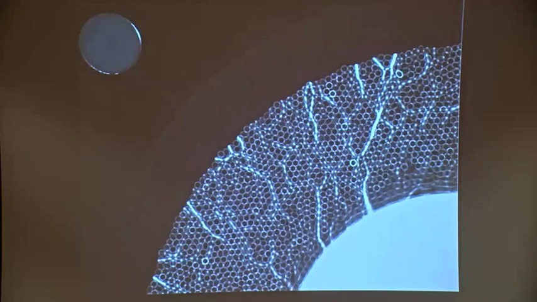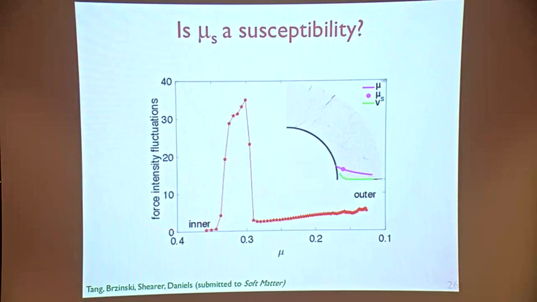And here's what happens. The inner wall is where there's very high fluidity. And as the fluidity is dropping, the fluctuations in the force chains are climbing dramatically. And at one point they absolutely plummet. And then the fluctuations are about the same near the outer part.